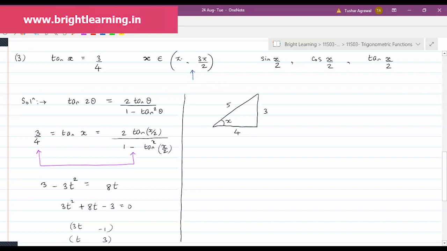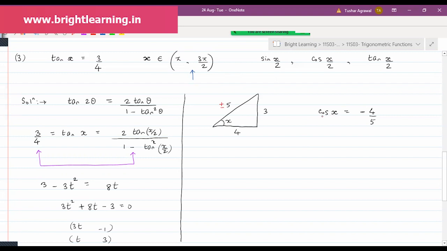Tan equals 3 by 4 and x belongs to pi to 3 pi by 2. Now I will have to take the sign. So I will take cos of x. The magnitude of cos x will be 4 upon 5. What about the sign? The sign will be negative. Does everybody realize this? Pi to 3 pi by 2 is the third quadrant, so cos will be negative.